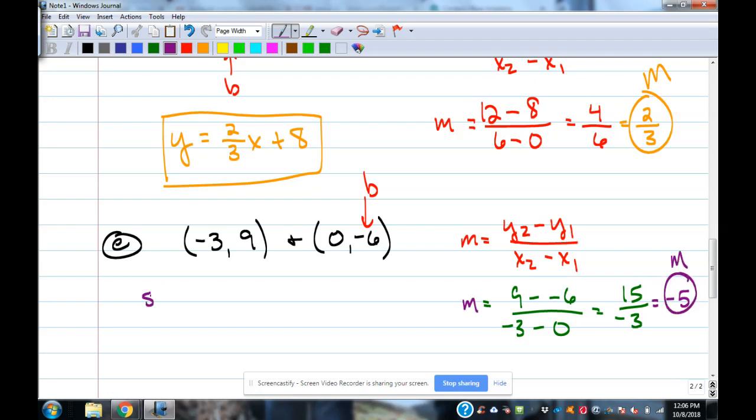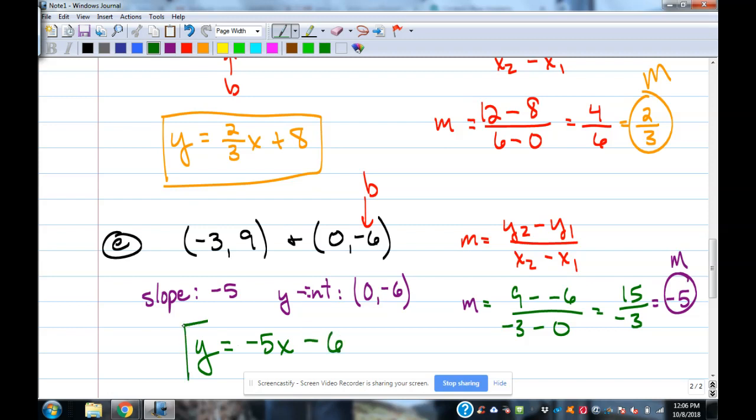So I have slope, and if this helps, negative 5, y-intercept, 0, negative 6. Maybe you just rewrite it that way. That way you know it's there. We know our slope is this, our y-intercept is that. So our equation is y equals negative 5x minus 6.